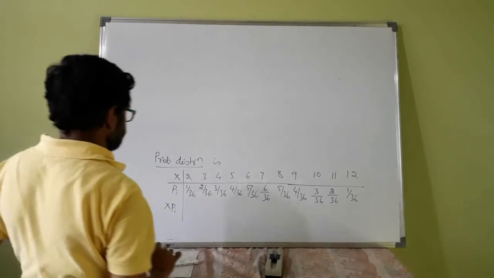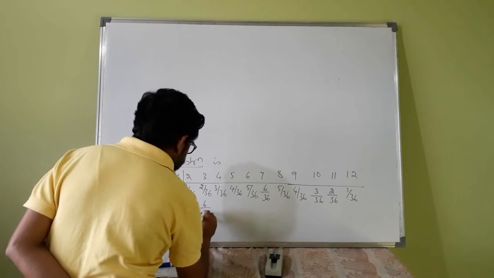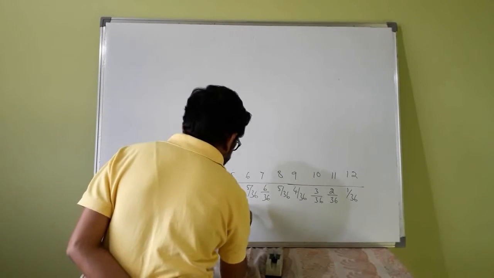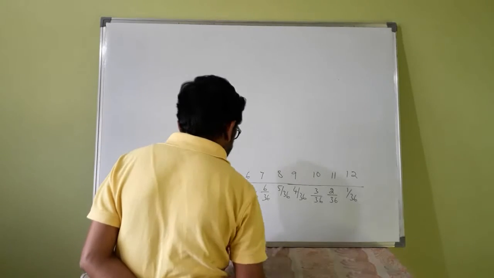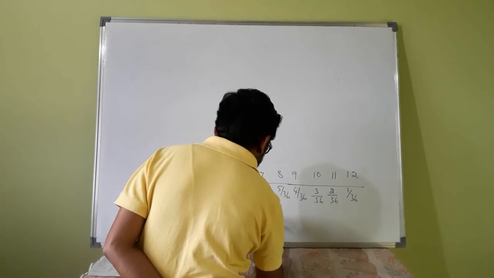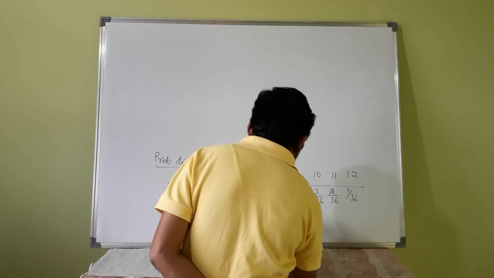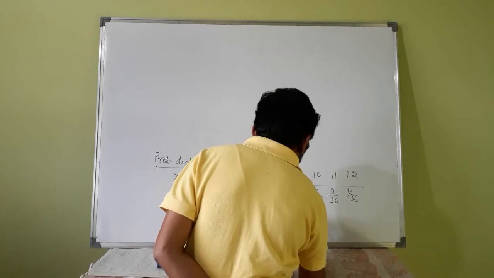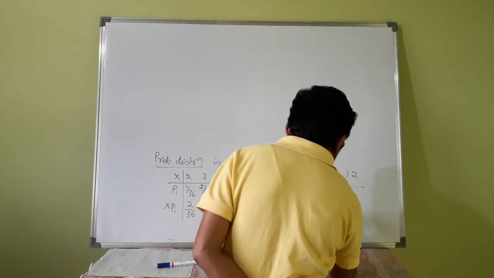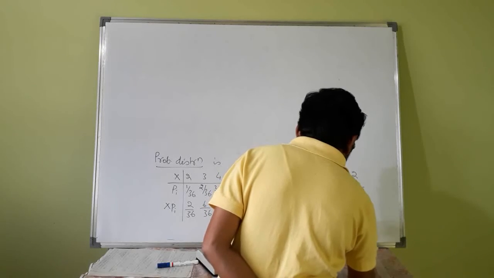So x into pi. So this is 2 by 36, 6 by 36, 12 by 36, 20 by 36, 30 by 36, 42 by 36, 40 by 36, 36 by 36, 30 by 36, 12 by 36.